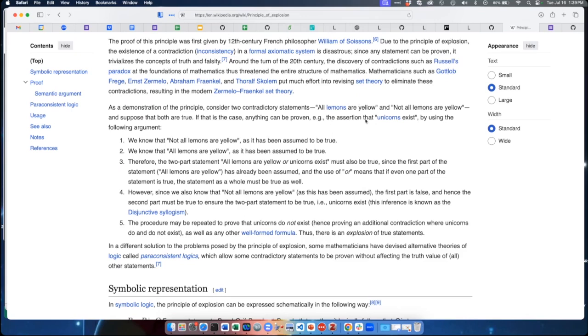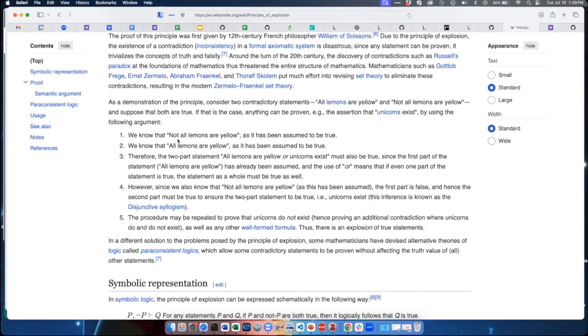So now I can prove unicorns exist. And here's an argument that does that successfully. Not all lemons are yellow is assumed to be true. All lemons are yellow is assumed to be true. All lemons are yellow or unicorns exist must be true. And we're going to get to logical or later in this lecture. But we know an or statement is true if just one part of it is true. So I know this two-part statement is true because the first part, all lemons are yellow, has already been assumed.